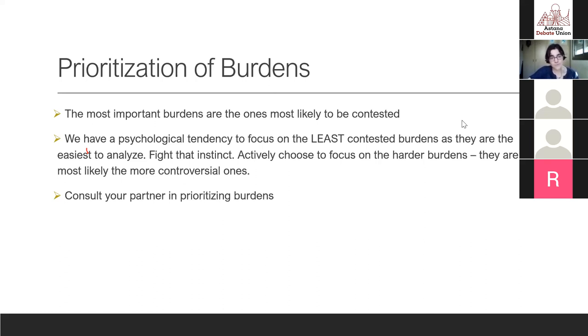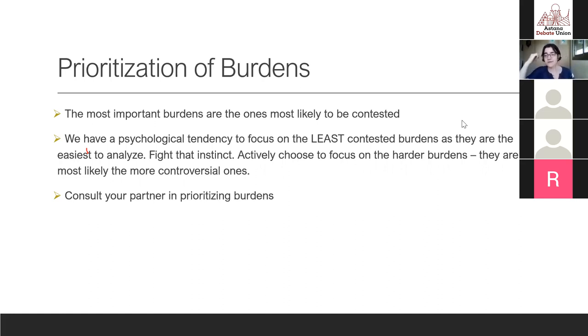So the first rule, which is the most important one: the most important burdens are the ones that are most likely to be contested. We want to focus most of our time on analyzing what is likely to be in disagreement rather than what is likely to be in agreement. Because if it's likely to be in agreement, we don't need to spend much time to get people convinced. It's not going to be contested, it is going to be a consensus in the debate. If it is going to be contested, we want to be very preemptive to that. What that also means is that the harder the burden is to prove, the more likely it is to be important. And that leads me to my second thing in this slide, which is actually a very important thing.